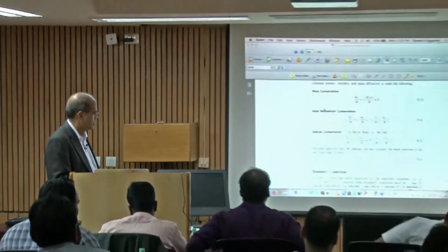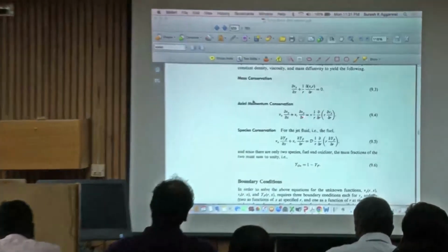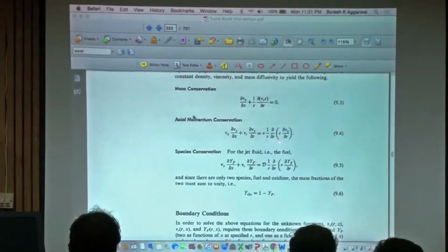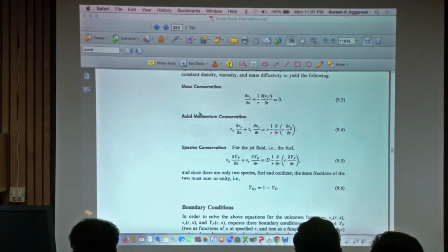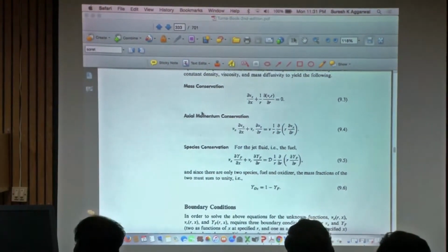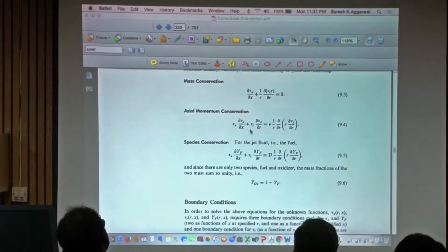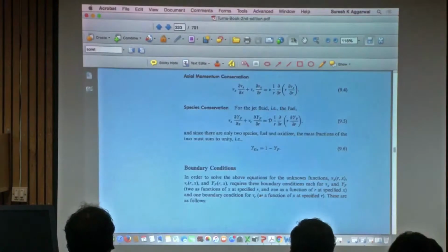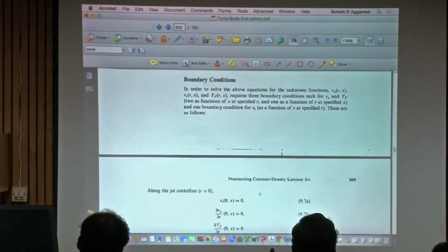So you have, okay, so you can see that you need one boundary condition in terms of x, and then two boundary conditions in terms of r. There are second order terms in the radial direction.